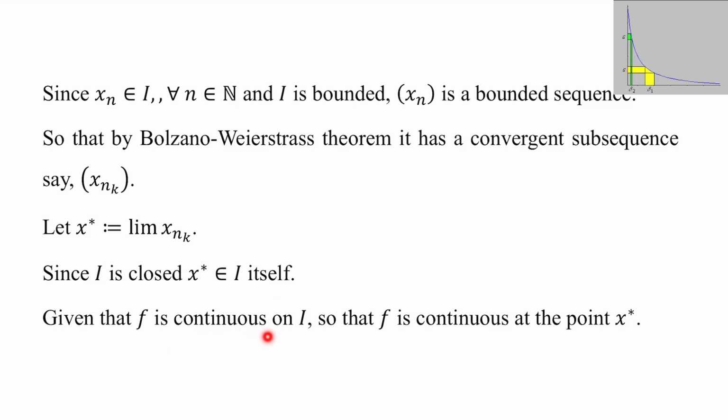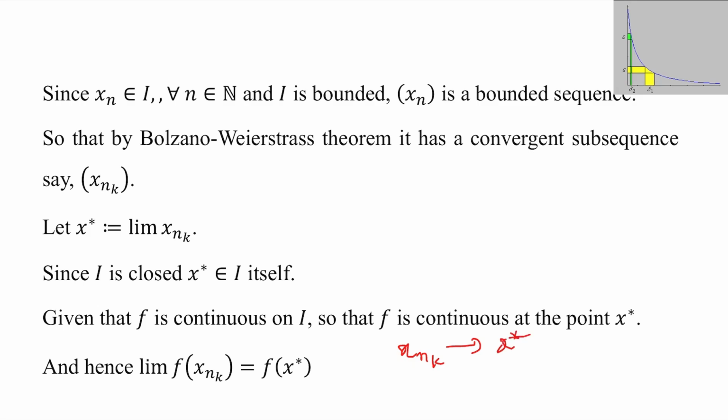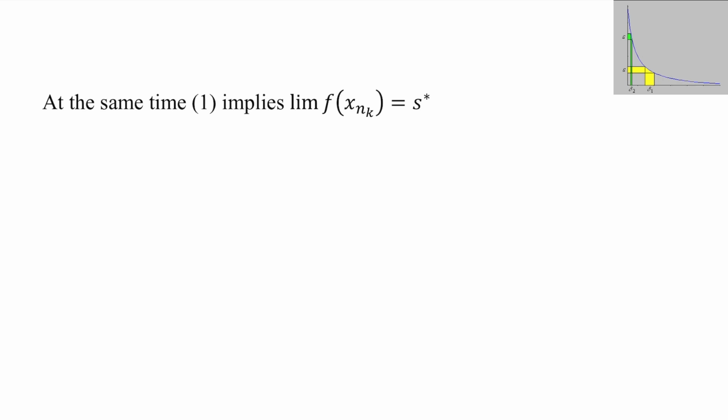Also given that f is continuous on I, which means f is continuous at each and every point of I. So f is continuous at the point x upper star. Now limit of f of xnk must be the same as f of x upper star, because by the definition of continuity using sequences, whenever xnk converges to x upper star, f of xnk must converge to f of x upper star since f is a continuous function. So now we have limit of f of xnk is equal to f of x upper star.